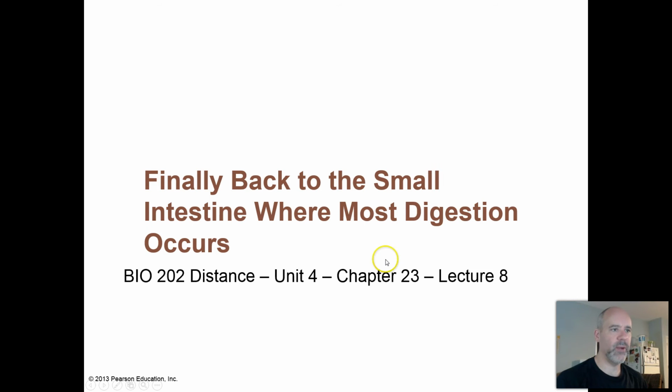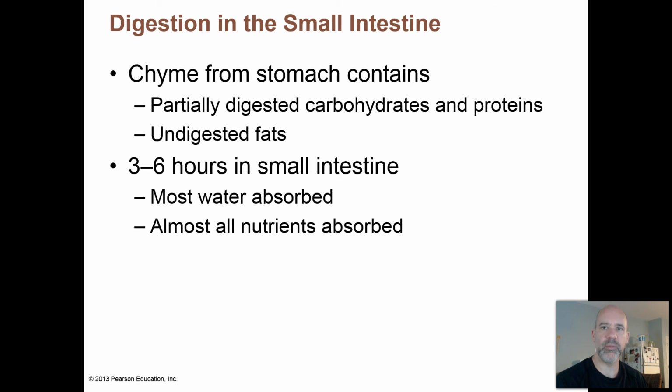Okay, for lecture number 8, we're going to move on to our final steps of digestion, where we're going to completely break apart these organic nutrients that we've taken in from our foods, things like proteins and carbohydrates and lipids and so forth. And we're going to chop them into their monomers, which are the forms that can actually be absorbed across the epithelial lining of the small intestine.